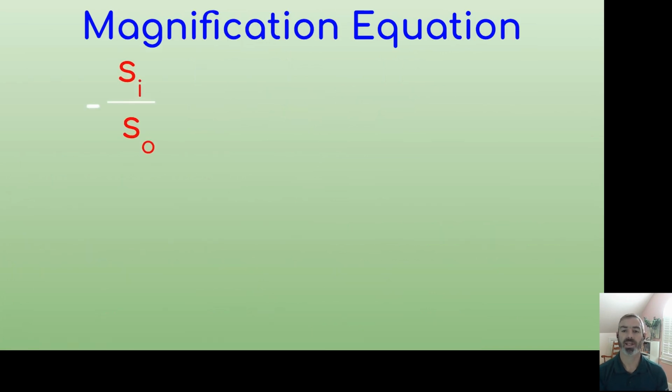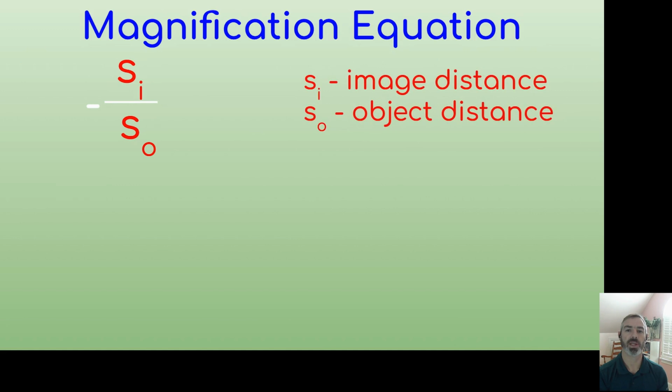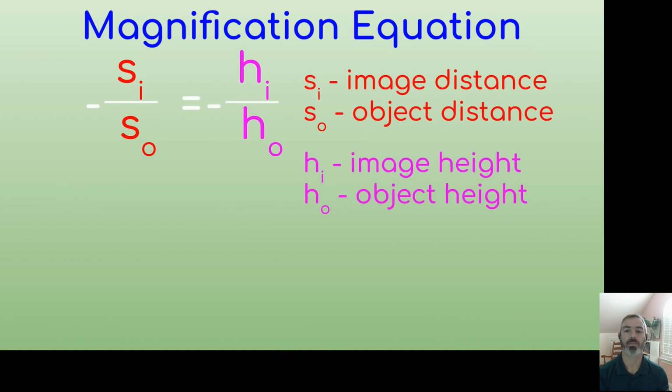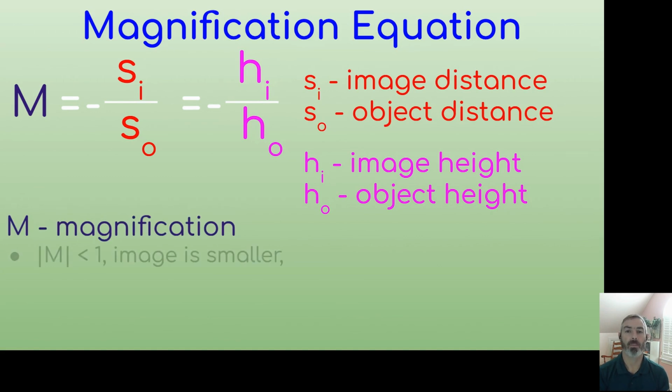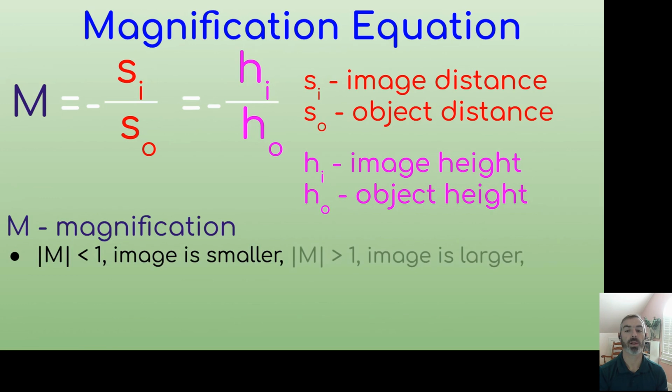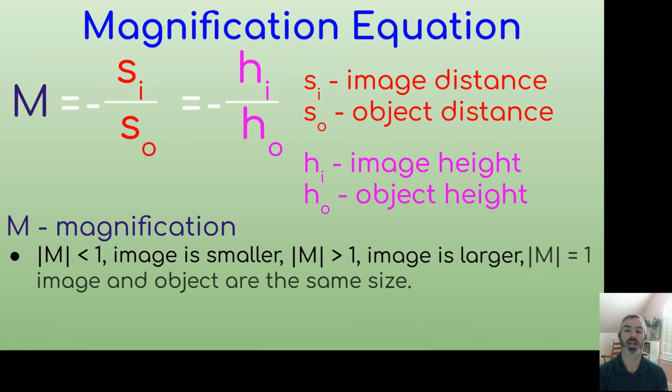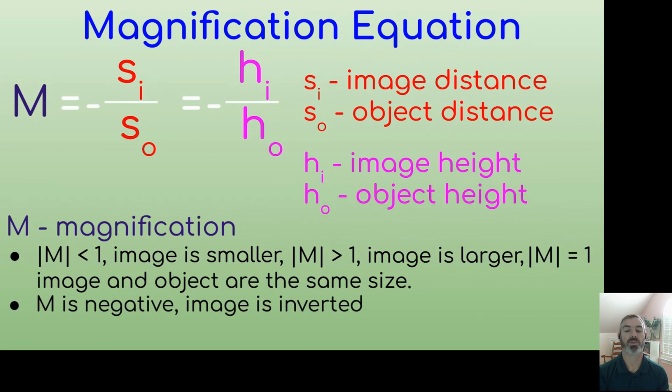And then we have the magnification equation: the negative of the ratio of the image distance to the object distance equals the negative ratio of the image height to the object height, and that gives us our value for the magnification. Now, when the magnification is less than 1, the image is smaller. When it's greater than 1, the image is larger. When the magnification equals 1, the image is the same size. When the value is negative, the image is inverted, and when the value is positive, the image is upright.